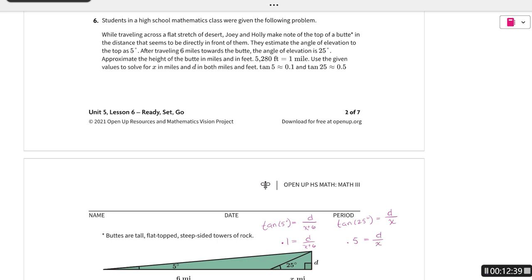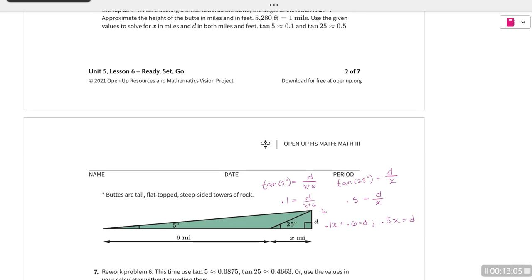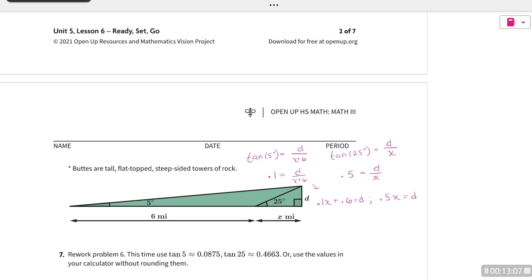So let's isolate d in both of these equations. I could have picked either variable, but I'm going to isolate d. So I'm going to multiply both sides by x plus 6 here. If I multiply 0.1 times x plus 6, I get 0.1x plus 0.6 equals d, and on the second equation I get 0.5x equals d. So since both of those values are equal to d, I can set them equal to each other.